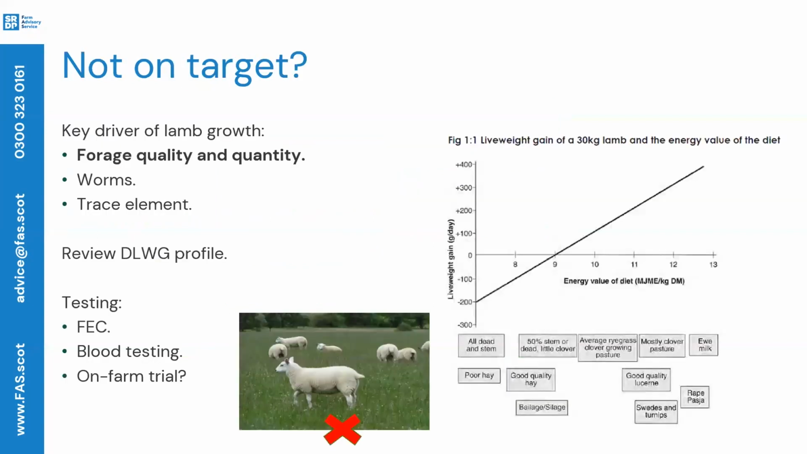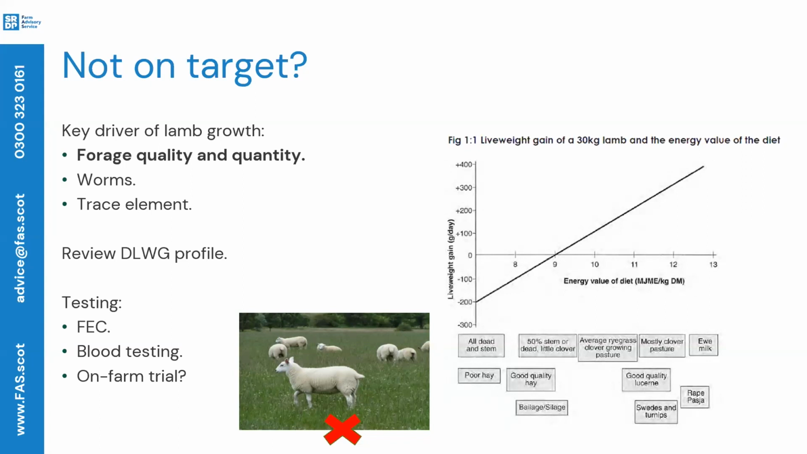If you're not on target, as we've already reiterated, we quite often see lambs performing poorly and think about worms and trace elements, but they might be looking like that lamb over there in a field full of short grass, and probably lame at the same time. And if you look at the graph on the right-hand side, it might seem pretty obvious, but I think it's quite a good graph: feed energy of the diet and lamb live weight gain are so highly correlated. It's a linear line straight up the graph there.